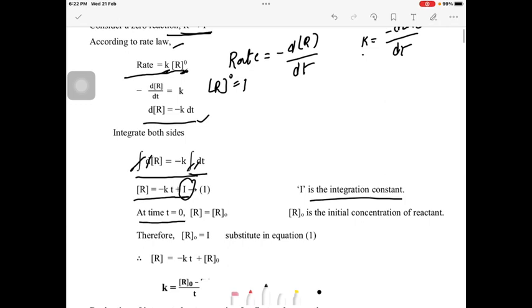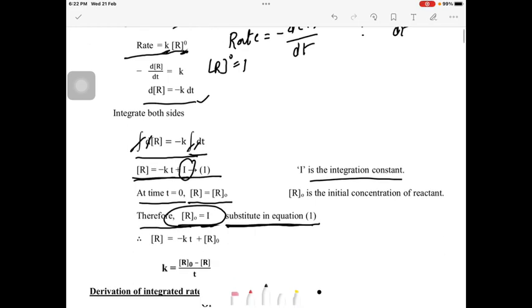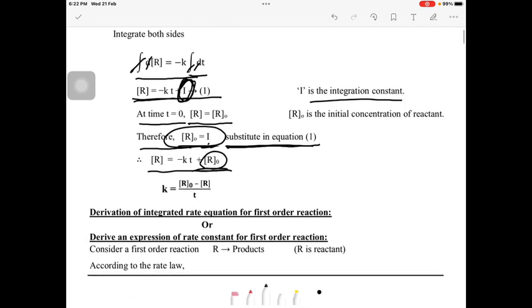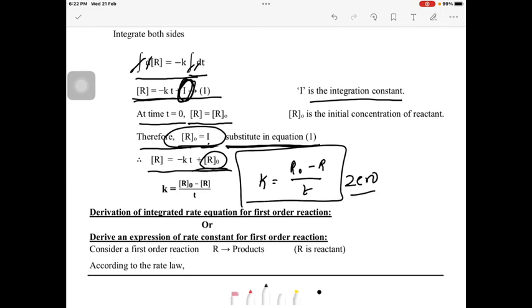At time 0, [R] is equal to [R]0. Therefore, [R]0 is equal to I. Substitute the I value in equation 1. Now when you substitute the I value, we will get [R] is equal to minus k into t plus [R]0. In the place of I, we are going to take [R]0. Then separate the k term, and we'll get k is equal to ([R]0 minus [R]) by t. It is the integrated rate equation for a zero order reaction.